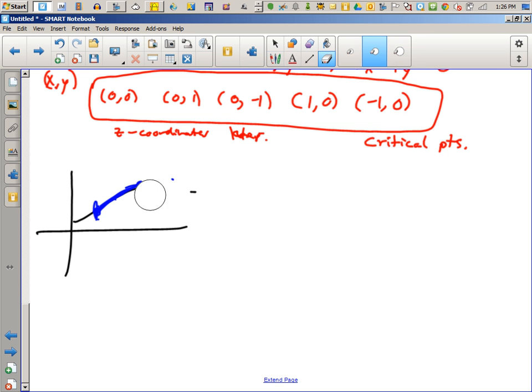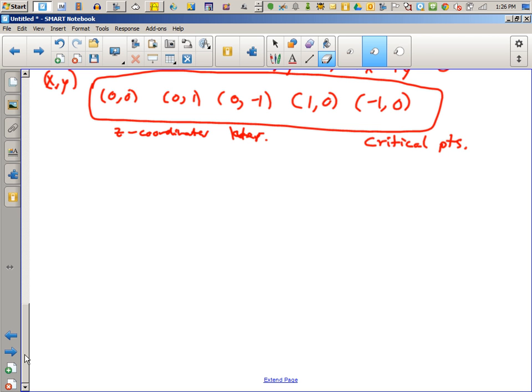We do not have to stress about that at all here, because this graph has no endpoints. It goes on forever. The second worksheet, the bonus one, is where I put in the endpoints. So don't stress about it today. These are the only candidates. How do you test them? How do you know which is which?